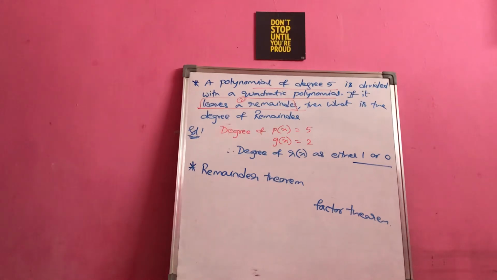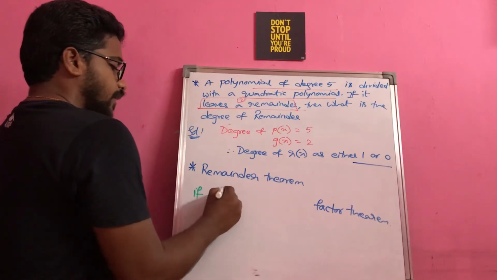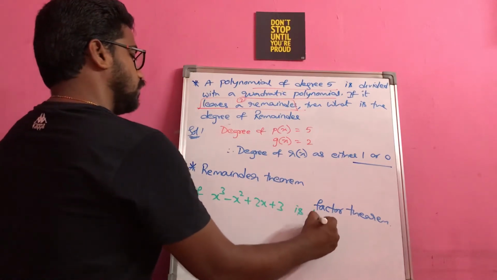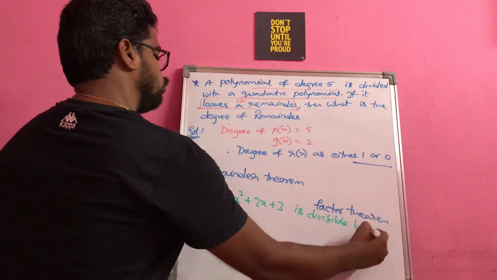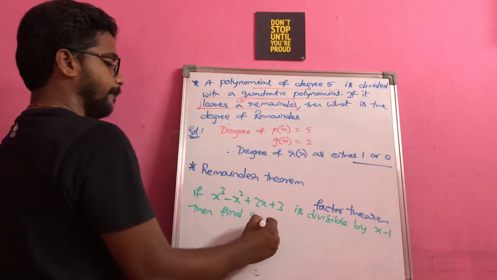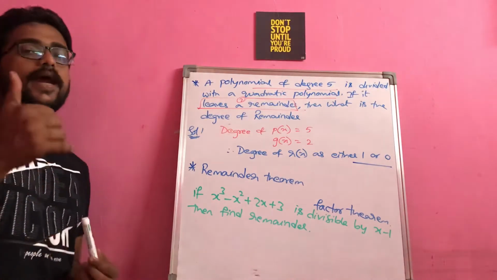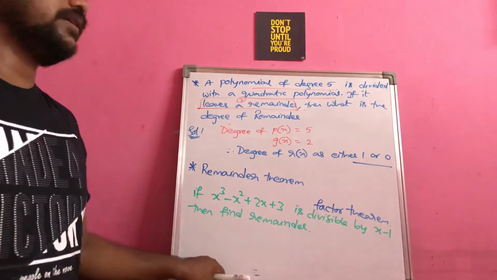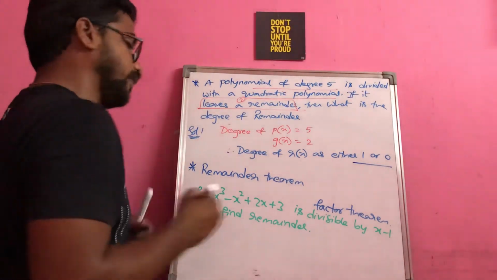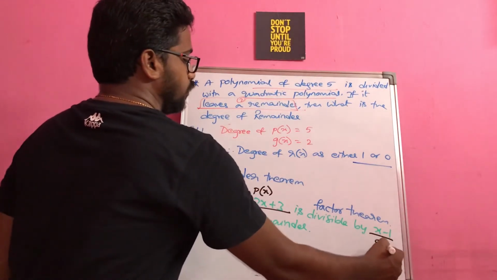So how do you have to do that? For example, if I say x cube minus x square plus 2x plus 3 is divided by x minus 1, then find the remainder. If this is the question, first thing, you should identify what is the g of x, what is the p of x. That means what is the dividend, what is the divisor. These two you should identify. This is dividend p of x, this is divisor g of x, right?